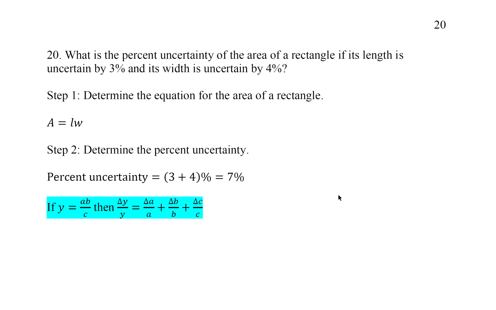Question 20. What is the percent uncertainty of the area of a rectangle if its length is uncertain by 3% and its width is uncertain by 4%? So look at the equation here. Area is equal to length times width. And when we're multiplying, we just add up the percent uncertainties. So the answer is 7%.